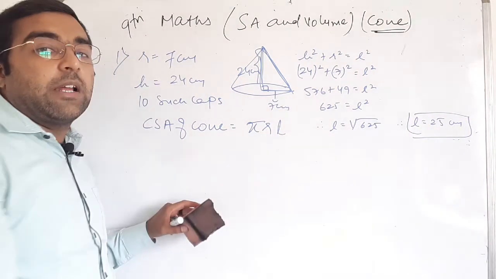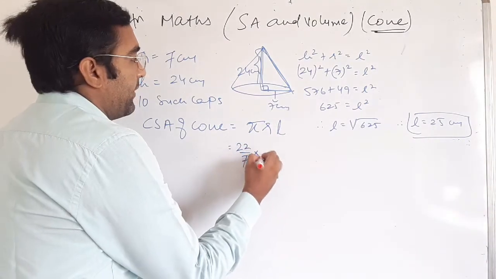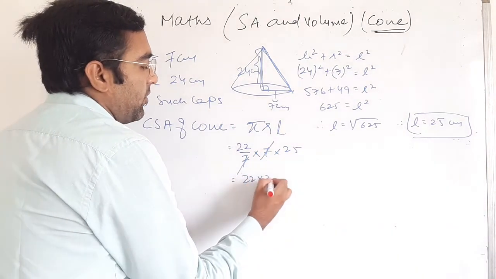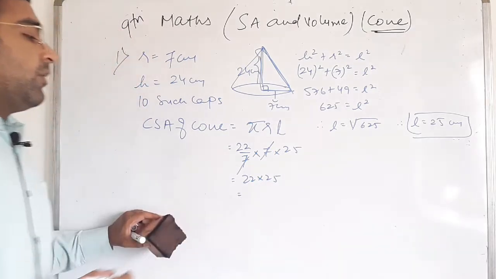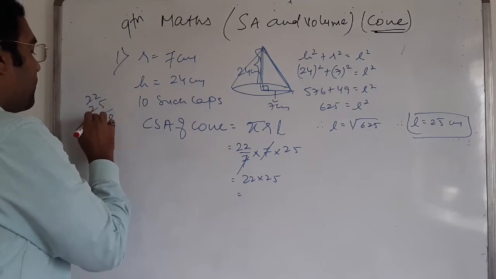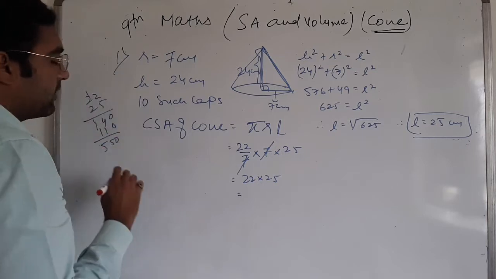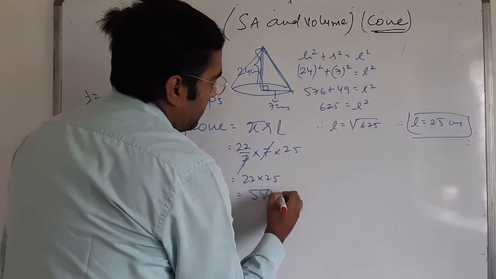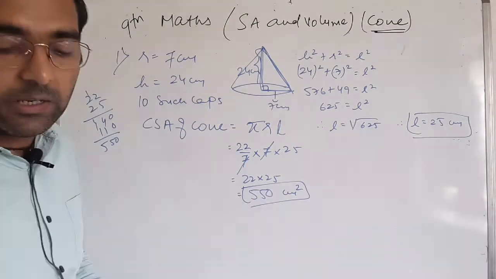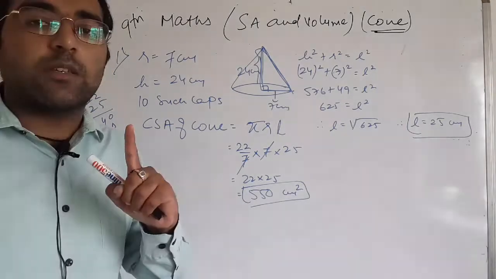Now I'll put the value of the slant height here. The value of pi is 22 by 7, radius is 7 and slant height is 25. The 7s cancel out, therefore 22 into 25 is 550 centimeter square. My curved surface area of one cap is 550 centimeter square, so I require 550 centimeter square of sheet for one such cap.